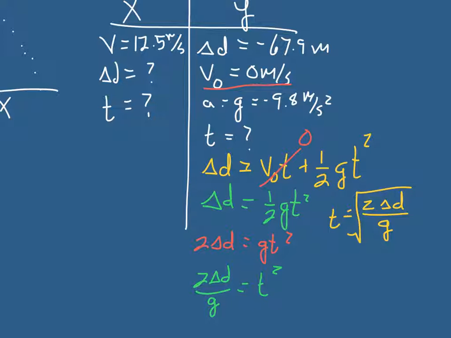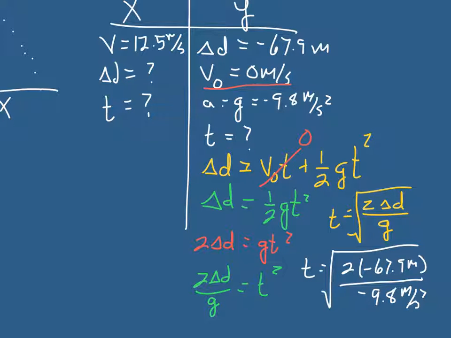Now that I've done my algebra, let's plug in our numbers. Our time is 2 times our delta D, which is negative 67.9 meters, divided by our acceleration, negative 9.8 meters per second squared, and then of course we take the square root of all that. Sorry about that. Let me try drawing that again, and hopefully my pen won't mess up. There we go. Okay, we plug all that into our calculator, and we get an answer for our time equaling 2.67 seconds. So the time over here and the time over here are the same.